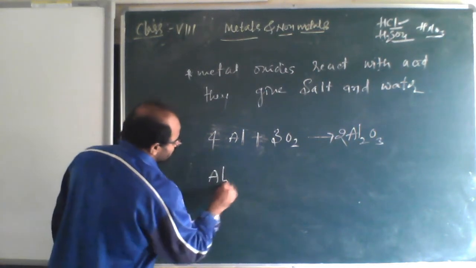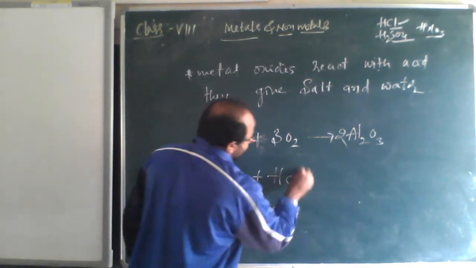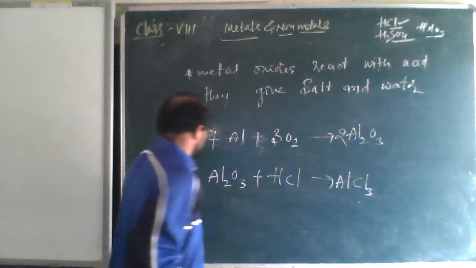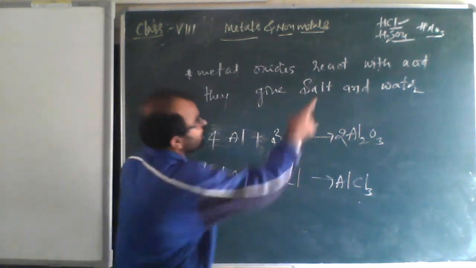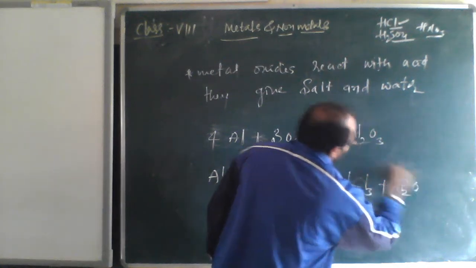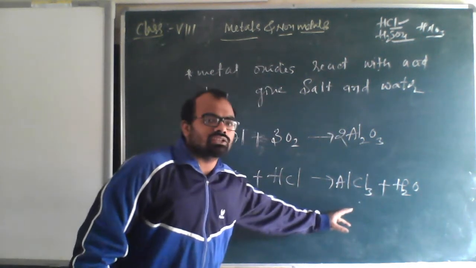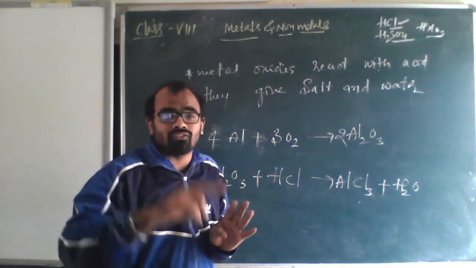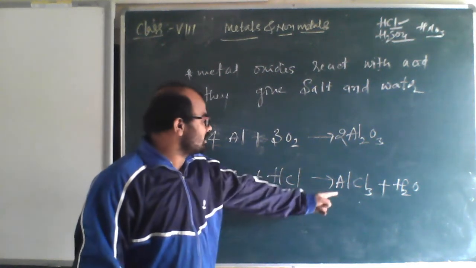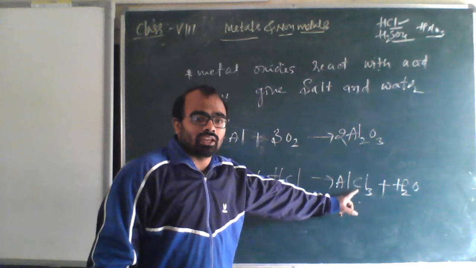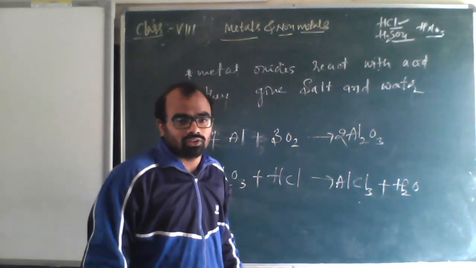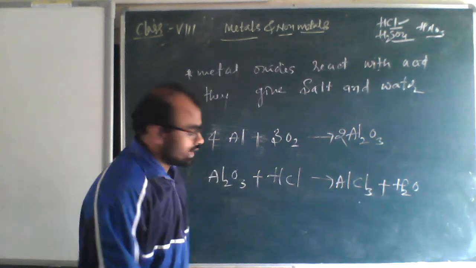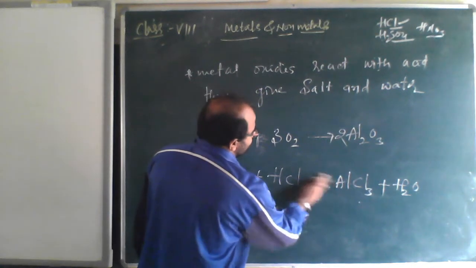So let Al2O3 react with HCl. What will it form? AlCl3 along with water. See, what is AlCl3? It is a salt: metal along with either chloride, sulfate or nitrate. Chloride is here, so this is a salt, aluminium chloride. Metal and chloride is a salt. Metal sulfate is a salt. Metal with nitrate is a salt.